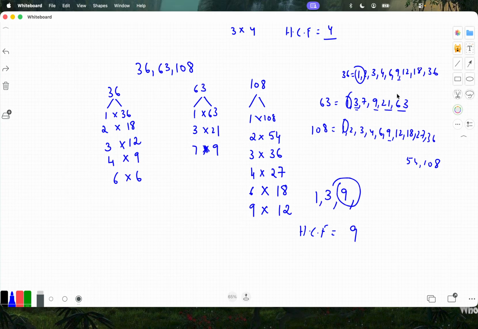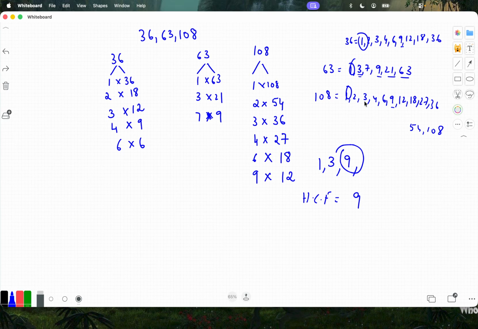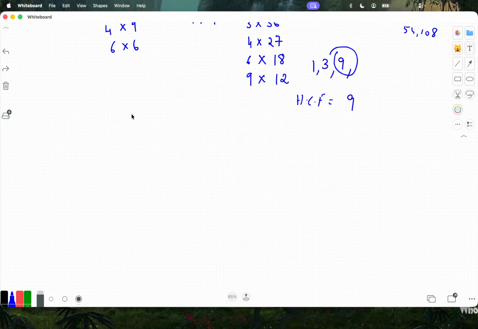So here you can see it's clumsy, but when you're doing it in a notebook, you can do it very clearly, and you can identify the common factors. Okay. Next step, we will solve one more problem. Say 60 and 144.